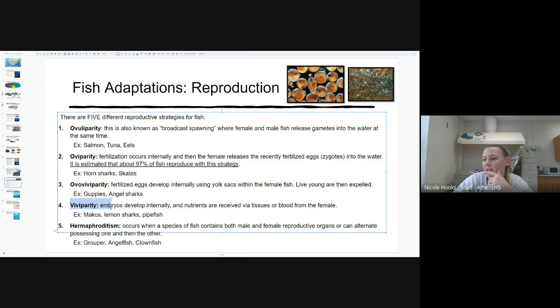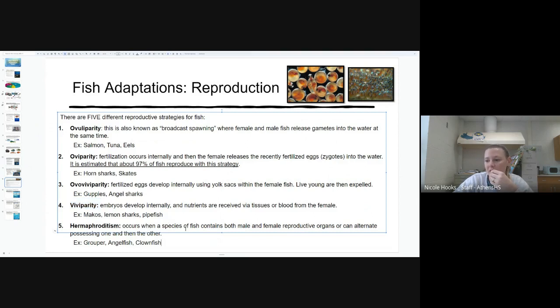And then viviparity is where embryos develop internally, with nutrients received from blood or tissue. So again, no amniotic fluid, no umbilical cord, but they're essentially absorbing it from their tissues and blood.